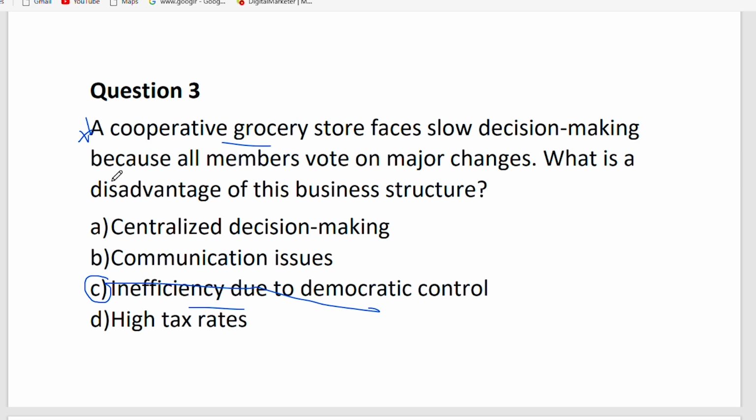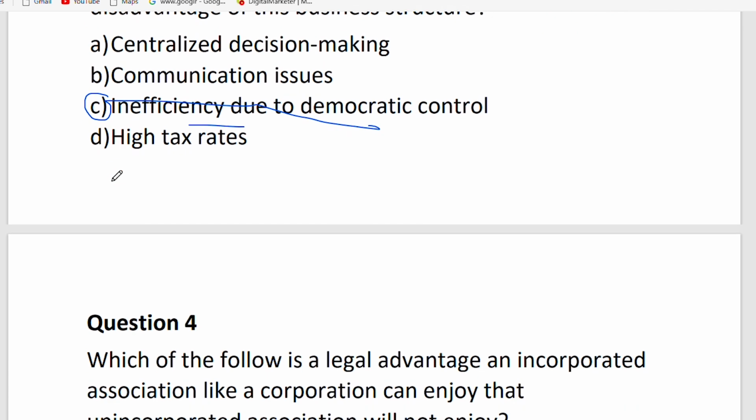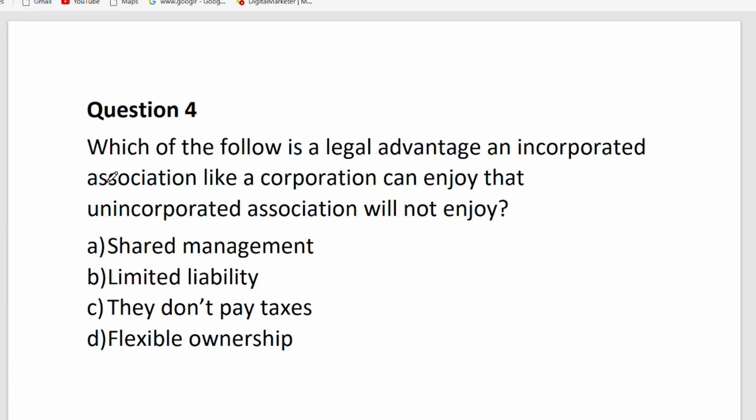Of course, there's a problem with sole proprietors as well, but that's not it. So which of the following is a legal advantage of an incorporated association, like a corporation, that a sole proprietor or partnership will not enjoy? It's simply saying think about it. It's something like a company. What advantage will a company have that your sole proprietor will not have, or that your partnership will not have? And there are several anyway.